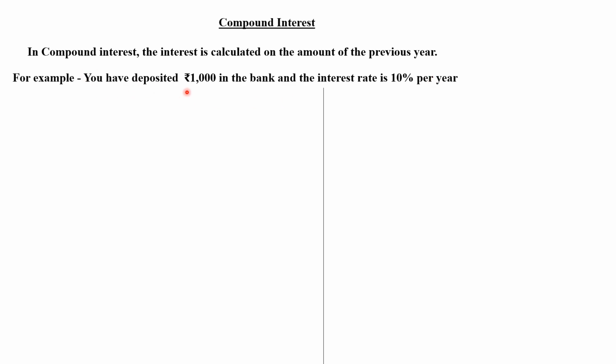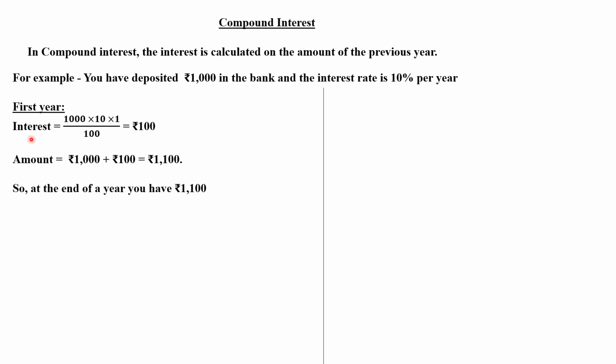For example, you have deposited 1000 rupees in the bank and the interest rate is 10% per year. In the first year, what money will you get? Interest will be 1000 into 10 into 1 by 100, because here your principal is 1000 rupees, rate is 10% and I am calculating for the first year, so time will be 1. So your interest is 100 rupees. The amount will become 1000 plus 100 rupees, which gives you 1100 rupees. So at the end of a year, now you have 1100 rupees.